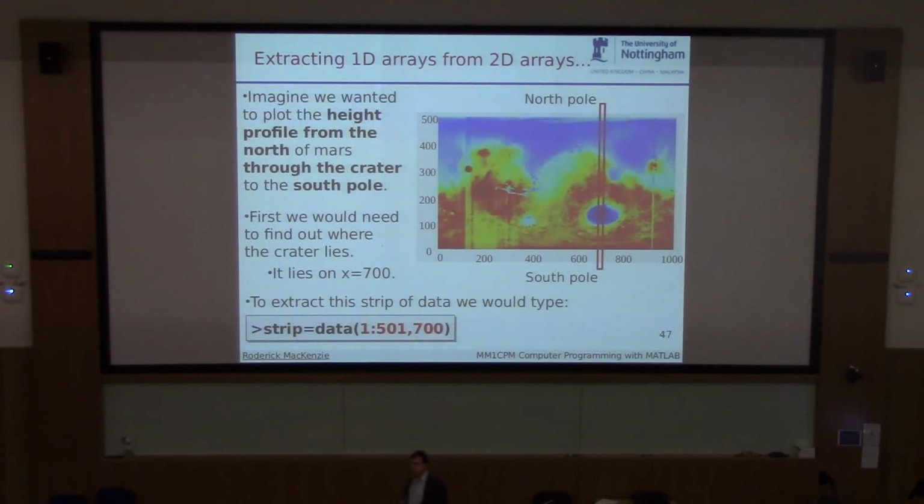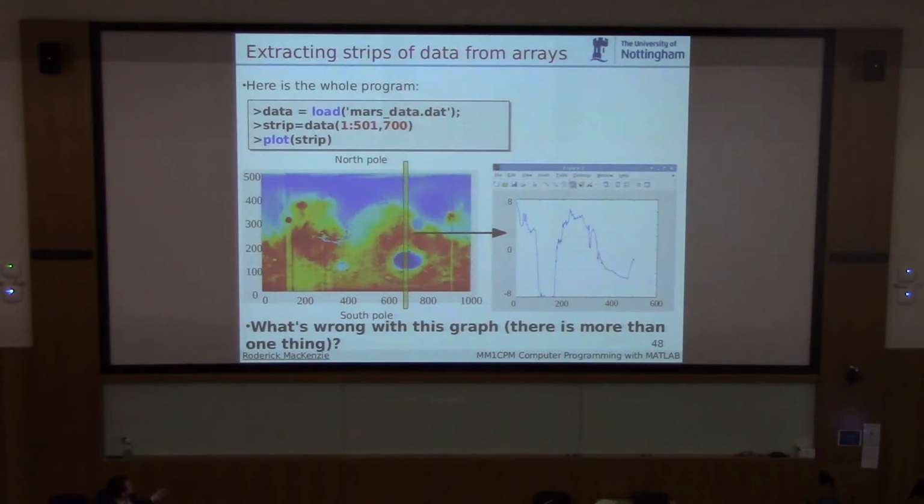And the way you can do this is, instead of specifying basically a box, if you just set one of these coordinates to a single number, then it will just take out a strip. So in this case, strip equals data 1 to 501. So that's this length here, and then this is the x coordinate of the strip. So we can literally just take out a strip of data. This doesn't have to necessarily be a range. It can just be a value.